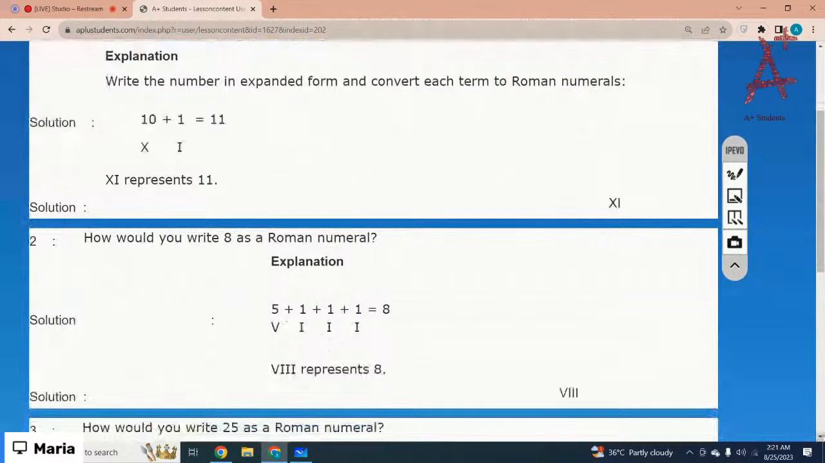How would you write 8 as a Roman numeral? If you expand 8, it would be 5 plus 1 plus 1 plus 1, right? So V is 5. Then you have to add I and I on the right hand side. Let's just start with the practice questions.